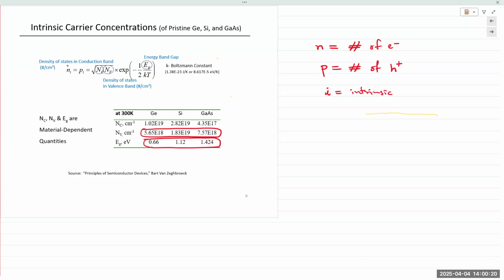Eg is a constant. Nc and Nv are constants. k is the Boltzmann constant. You can use either joules per Kelvin or electron volts per Kelvin. Make sure you use the right unit prefix. And then T is the temperature in Kelvin. So we have the Boltzmann constant multiplied by temperature in Kelvin, then the band gap energy in electron volts up there, multiplied with Nc times Nv. It is important that these are material dependent quantities.